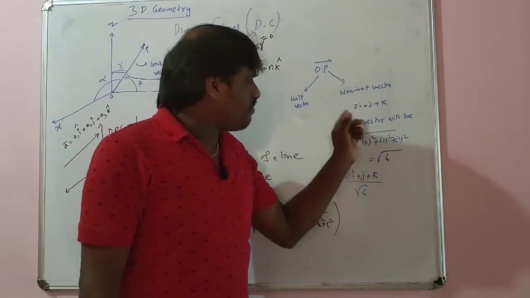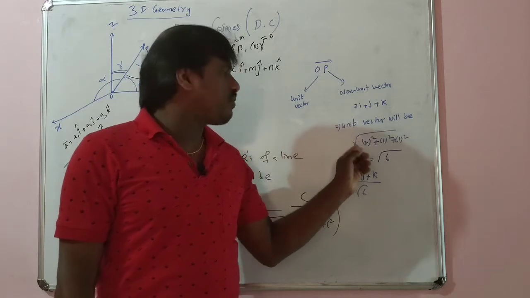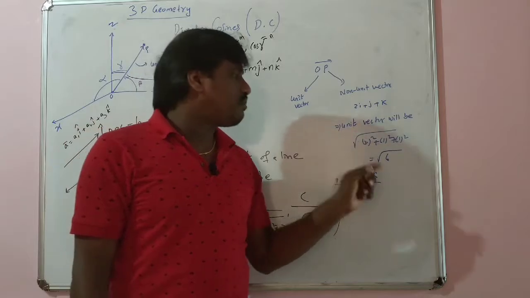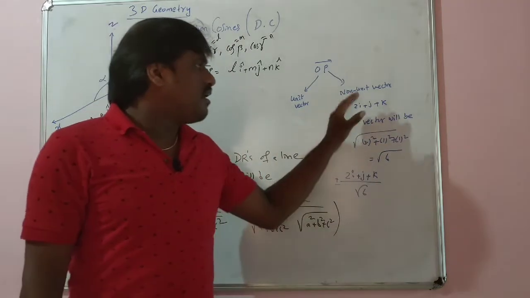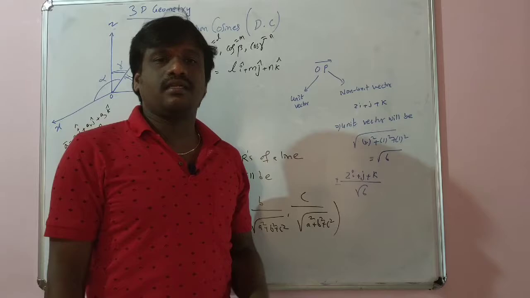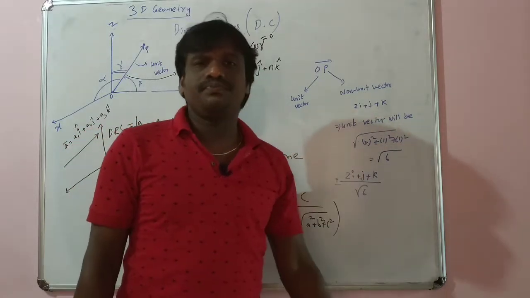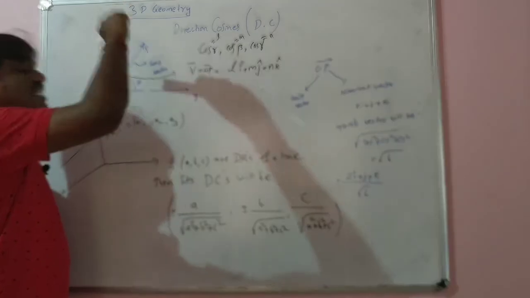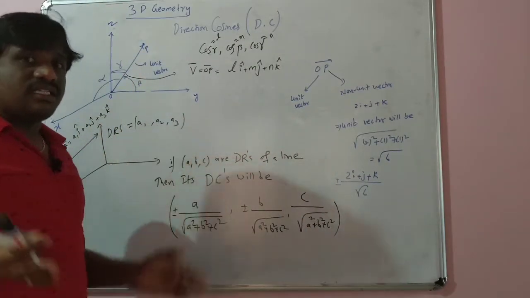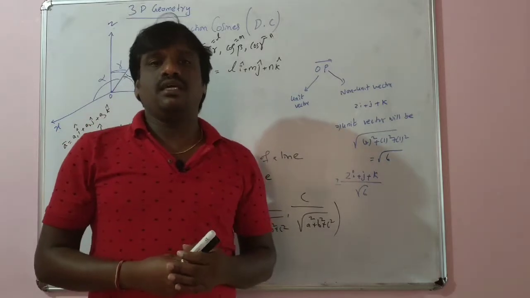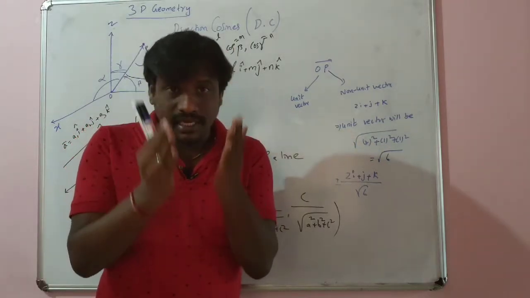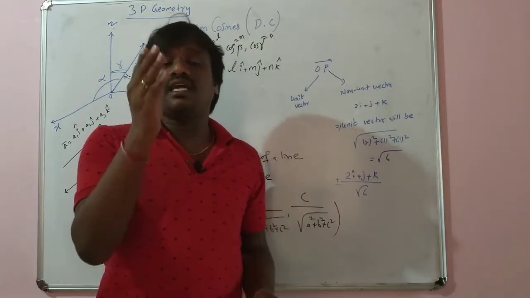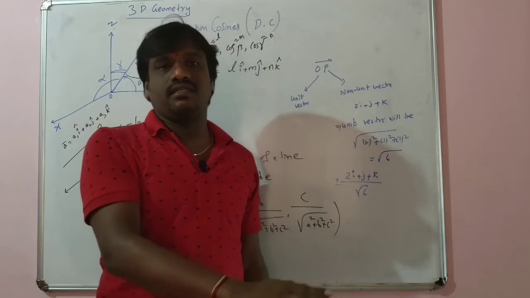We will find the magnitude of this vector. The magnitude is the square root of 2 squared plus 1 squared plus 1 squared, that is root 6. We divide the vector by its magnitude, and that gives the unit vector. The unit vector which makes angles with the x-axis, y-axis and z-axis, its components are called direction cosines.